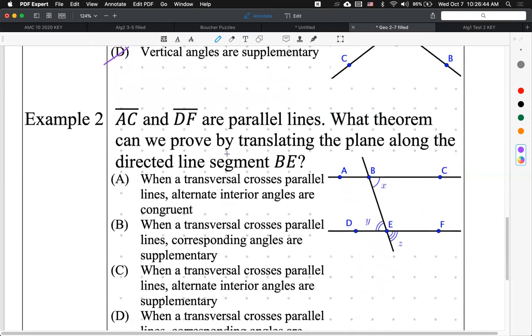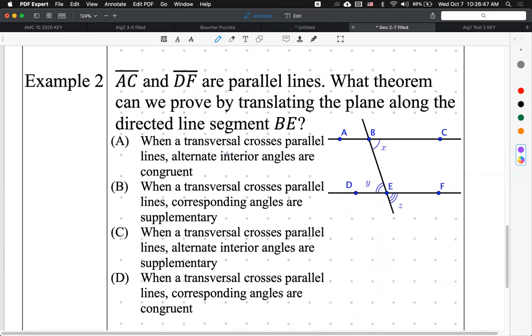All right, on to example number 2. We have line AC and line DF. Those are parallel lines. And I just made this worksheet like half an hour ago. I should have put the little arrows on these lines so we can get used to the notation of saying these are indeed parallel lines. So this is parallel, this is parallel. And then I have a transversal BE. What can we prove by translating the plane along the directed line segment BE? So somehow translating in this direction. I don't know if I'm going top left or bottom right, but somehow in that direction I'm translating.